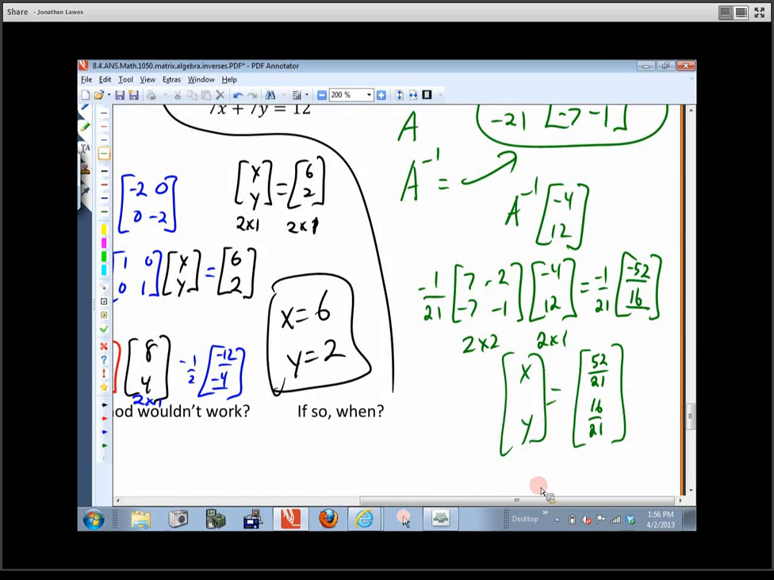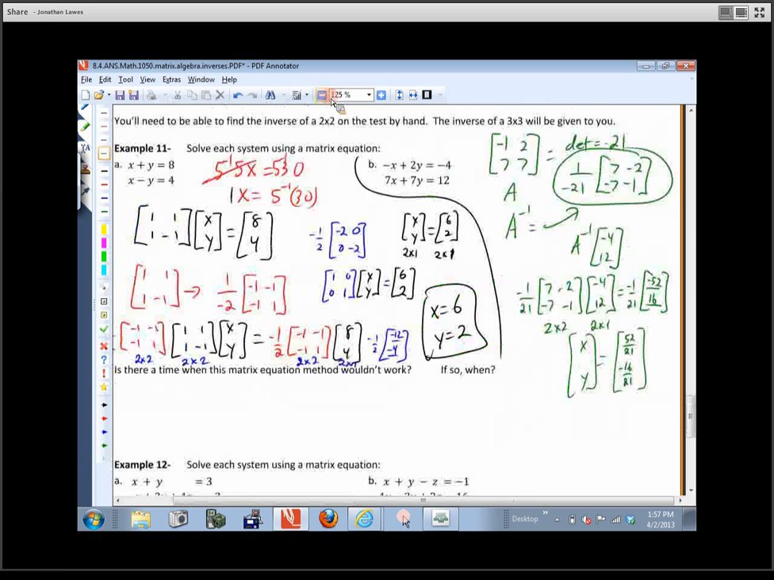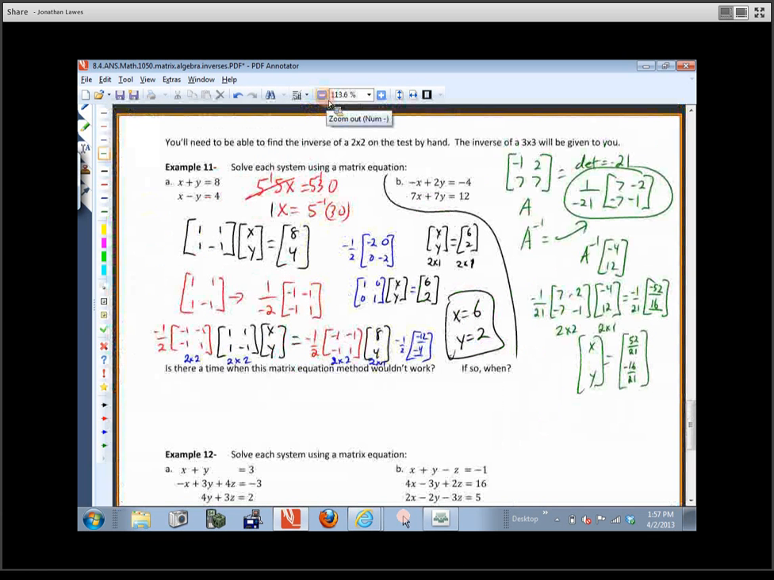So what's x? 52 21sts, and what's y? 16 21sts. Isn't it negative? Yeah. Oh, it is negative, thanks. Yep, bottom one's negative. Any questions? Okay. All right.